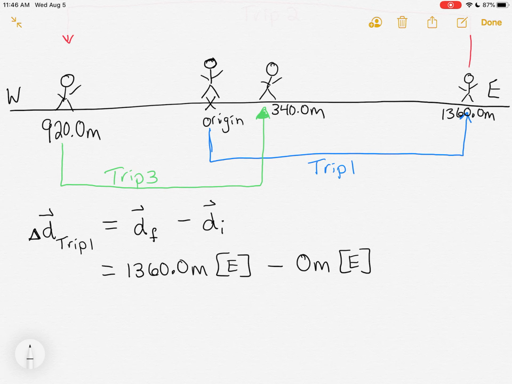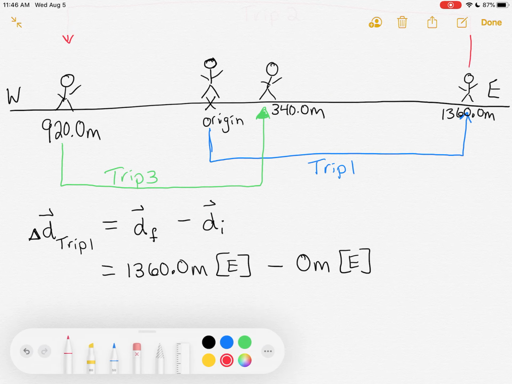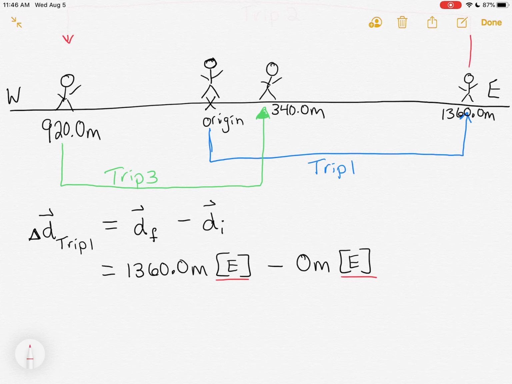Okay, now to be fair, I could have said 0 meters to the west. It doesn't matter which direction I put in there because it's 0 meters away from my origin. So it doesn't matter whether I use east or west, but I actually want to use east so that you can see that we're able to subtract these numbers from each other because they are both going in the same direction. Okay, so we're gonna get 1,360 meters to the east. Okay, so in trip number 1, we were displaced 1,360 meters to the east of the origin. Okay, and that's telling us where we traveled or where we ended up based on where we started.